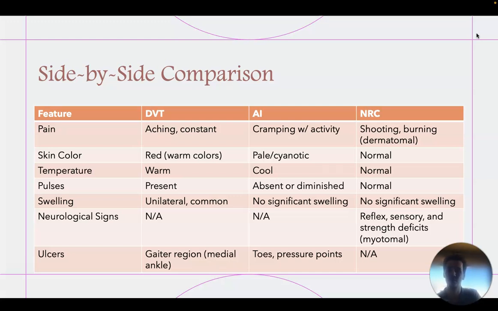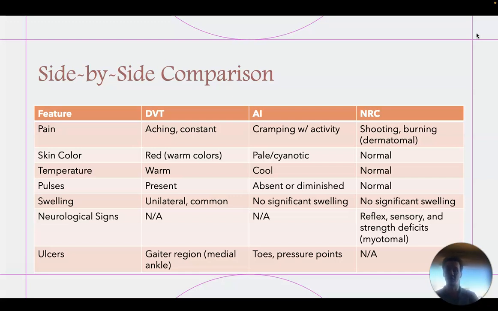Pulses are present in DVTs. In AI it is absent or diminished, and in NRC it is normal. Swelling is unilateral and common in DVTs. No significant swelling occurs with AI or NRC. There are no associated neurological signs with DVTs or AI, but in NRC there's reflex, sensory, and strength deficits.